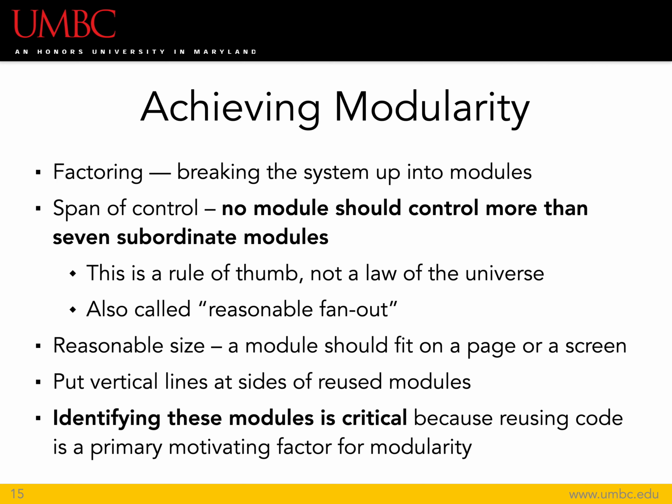Essentially, this is just creating an additional line on each side of one of those module boxes. This is critical because reusing code is one of the primary motivating factors for modularity, and if you have a system that really heavily depends on these reused modules, then those are design considerations that somebody's going to have to take into account when actually implementing this in code.